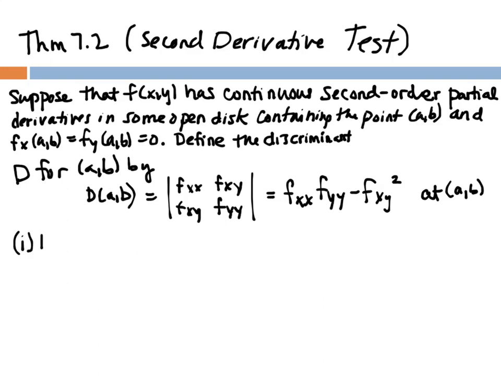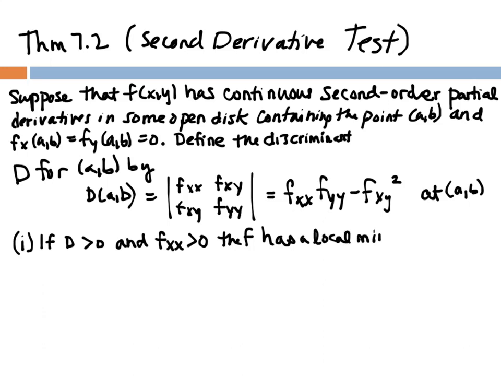All right, so here's the kicker. One of four things can happen. If the discriminant value is positive and the second partial with respect to x is positive, then f has a local minimum at (a, b). Okay, so f sub xx being positive, is that equivalent to sort of opening upward, like a concave up picture? So you see the minimum when I make a parabola shape with my hand, right?